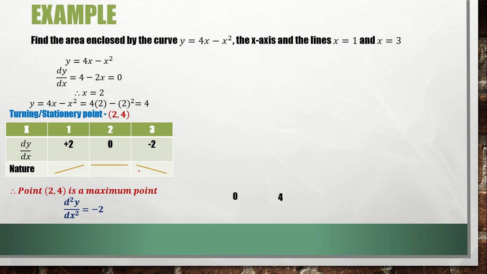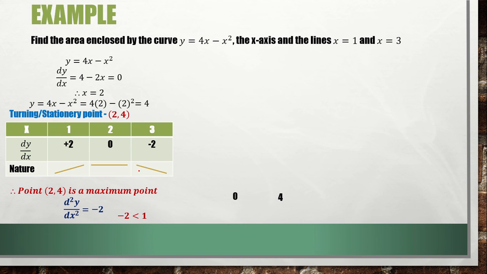If I use the second derivative, I'll get negative 2. Now what is negative 2? It is less than 0. Now if we said that if any second derivative is less than 0, you think of it in terms of the maximum value, the maximum point. So that's something you need to note.